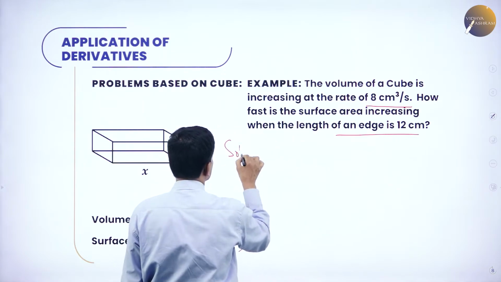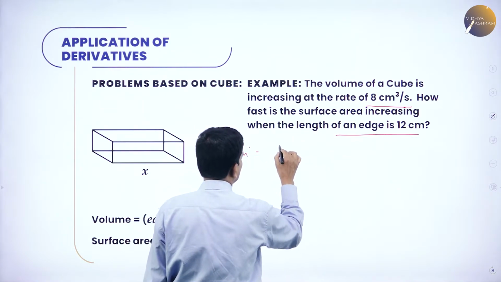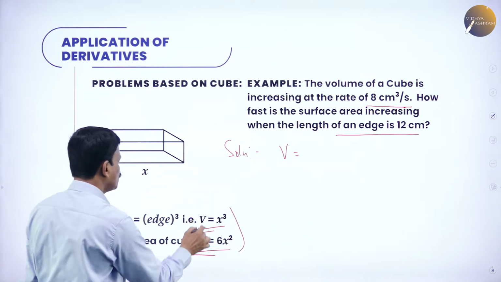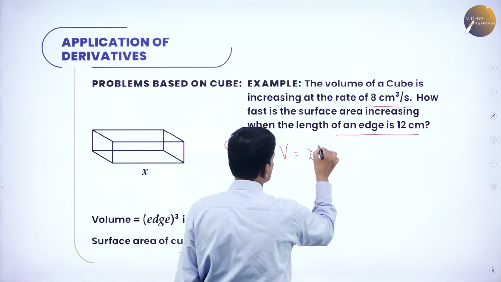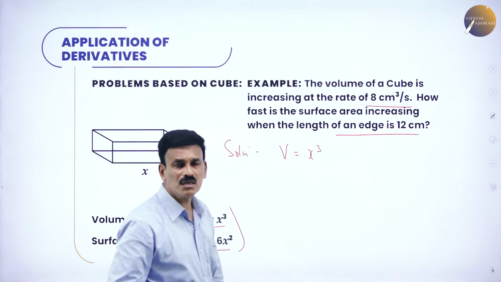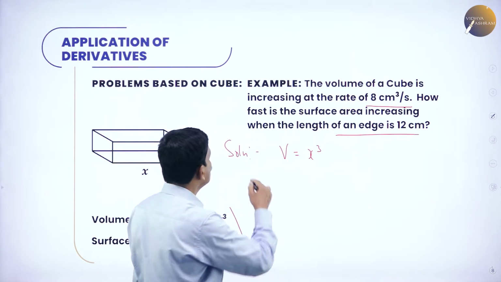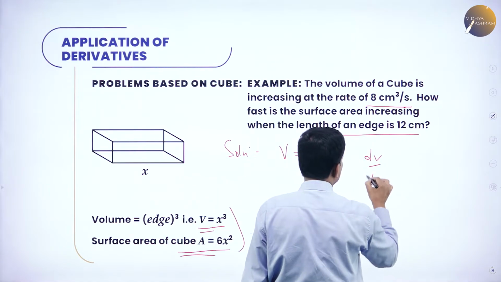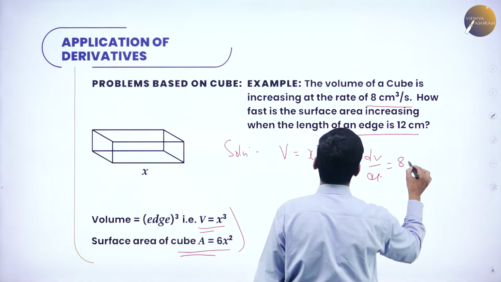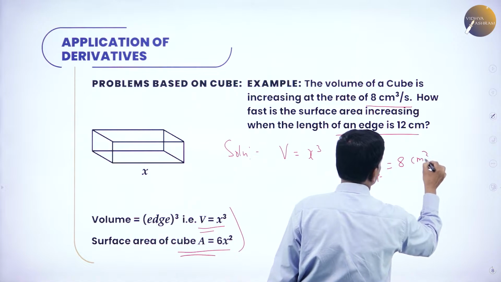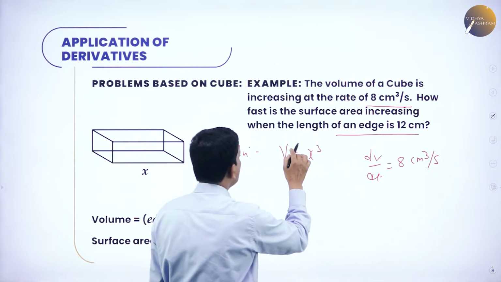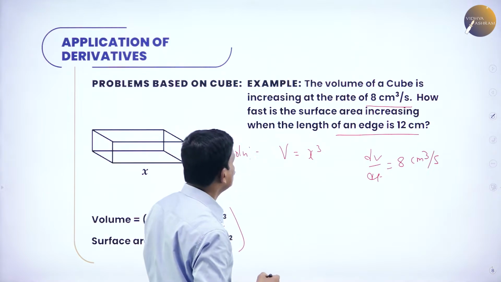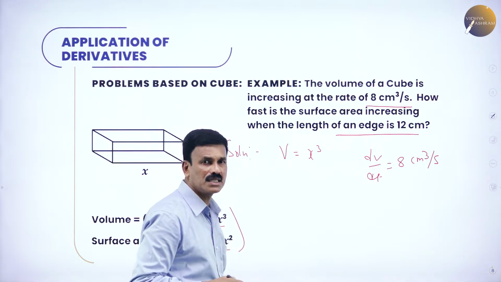Now, let us come to the solution. Given, if V is the volume, what is the formula for the volume of a cube? The volume of a cube is x cube. If x is each side, then the volume of a cube V is equal to x cube. What is given? The volume of a cube is increasing. dV by dt is equal to 8 centimeter cube per second. How fast is the surface area increasing when the length of an edge is 12 centimeters?